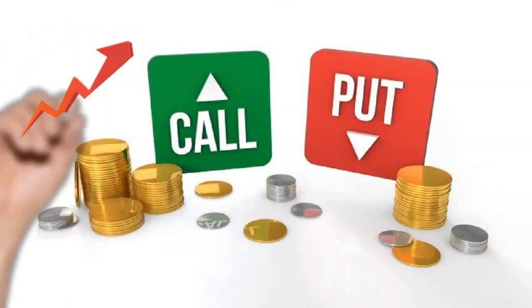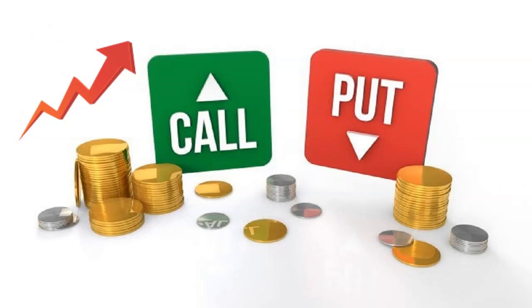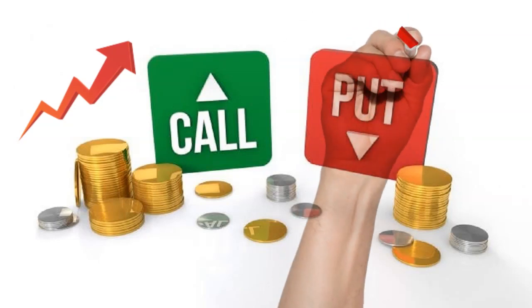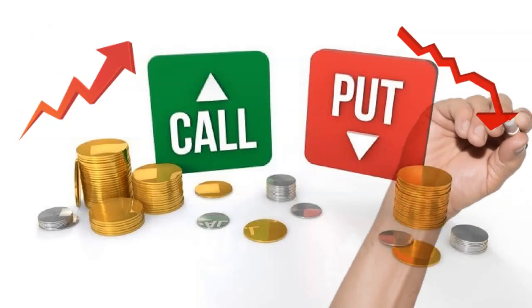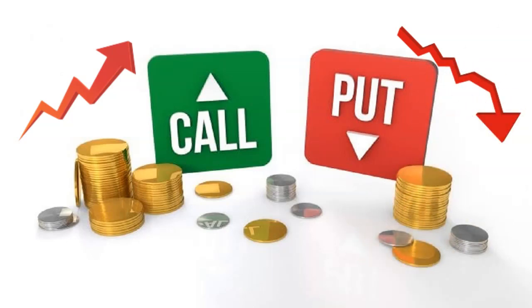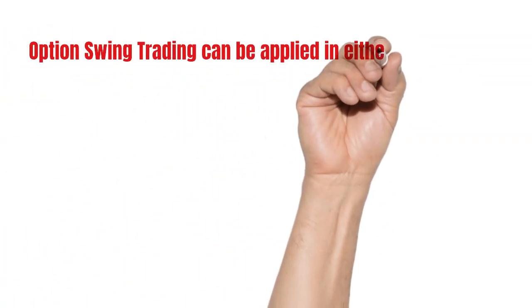Options also give you the ability to make money, whether the move is upwards or downwards. You simply use call options for an upward swing, and put options for a downward swing. If you were trading stocks, you would have to short sell the stock for a downswing, and take on margin risk. Swing trading options can be applied in either of two ways.